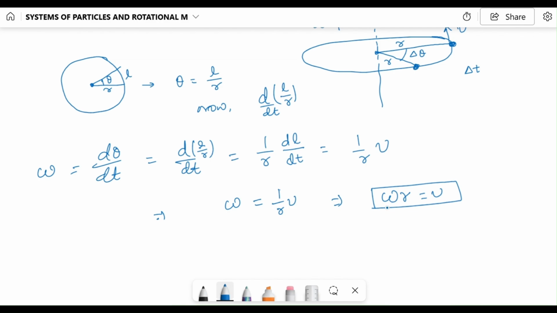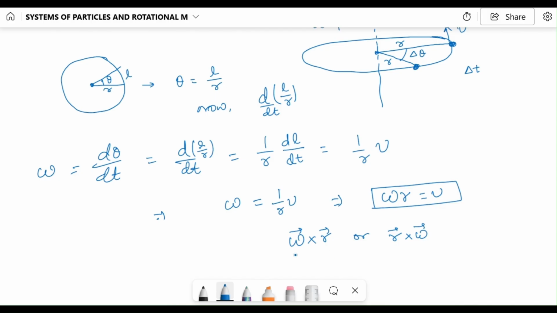Here omega is angular velocity, which is a vector quantity. R is also a vector quantity, a kind of position vector, and v is linear velocity, which is also a vector quantity. So we are getting the product of two vector quantities resulting in another vector quantity. So there should be a cross product between these two things, and the cross product can be omega times r, or it can be r times omega, r cross omega or omega cross r.